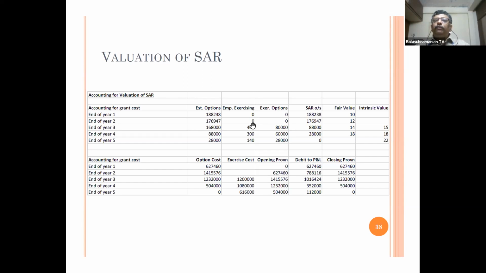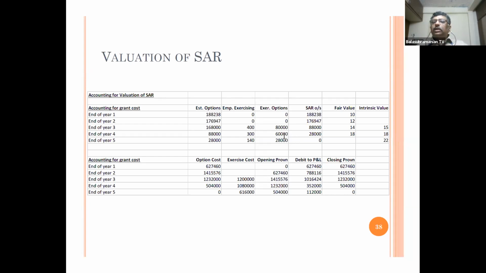And then of which 400 people have exercised 80,000 shares. So the balance SAR which is going to be there is 88,000 at the end of the year. That 88,000 will be computed at 14 rupees and whatever is exercised will be at 15 rupees. And that's how this computation is coming. 80,000 into 15 is going as exercise cost. So that's gone out. What is the option cost? Then what is the opening provision? Then what should be the closing provision? The difference goes to P&L. For 88,000 shares, which is in my closing stock, at 14 rupee option, what is it that I should have as a closing provision? I keep here. And the balance goes into P&L.